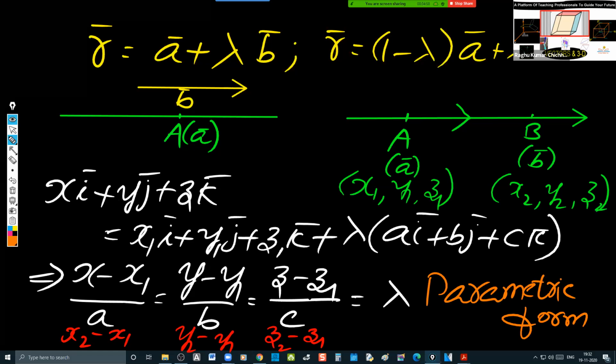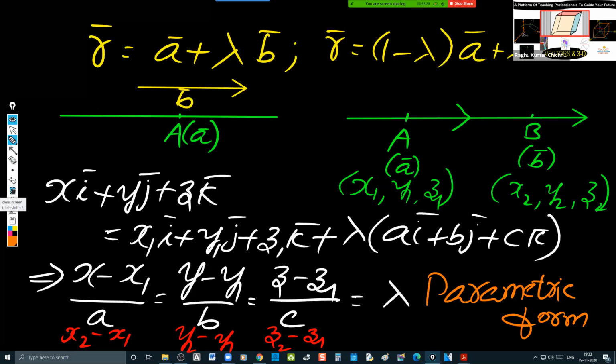Then what happens, you'll be getting a general point like this in this case. Cross multiply, please. A lambda plus x1, B lambda plus y1, C lambda plus z1. If you want every point at any point on the line, you will be getting this in this way. Cross multiply and write x, y, z from this one. This is frequently used in three-dimensional geometry.